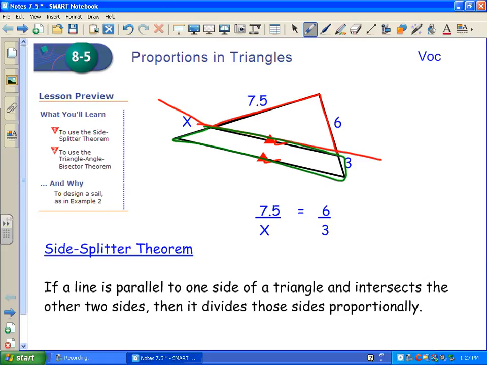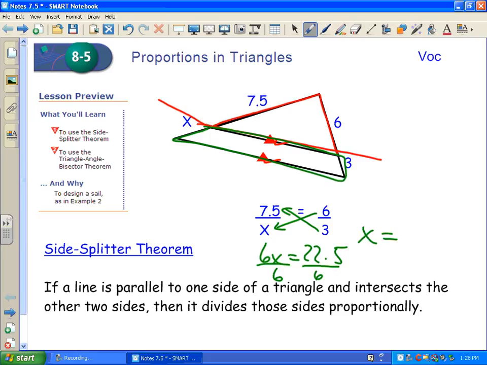a line is parallel to one side of a triangle and intersects the other side, then it divides those sides proportionally. And so I can use 7.5 over x, because that's the triangle over the trapezoid, to 6 over 3, which is a triangle over the trapezoid. At least I am comparing them in the same way. So I can go 6 times x is 6x, and 3 times 7.5 is 22.5. Then I can divide by 6 to find my x.